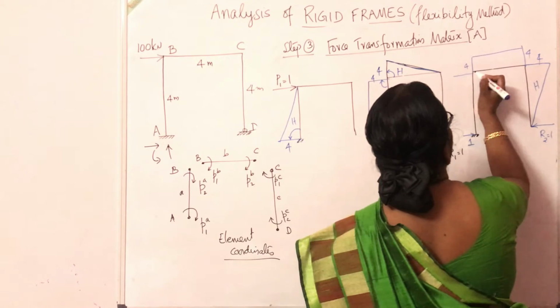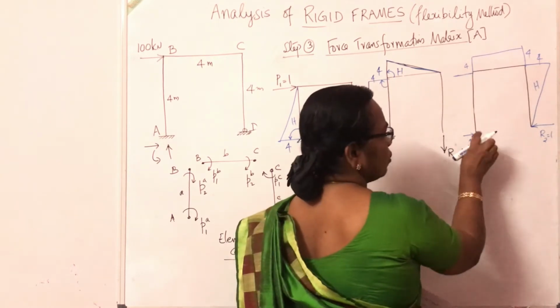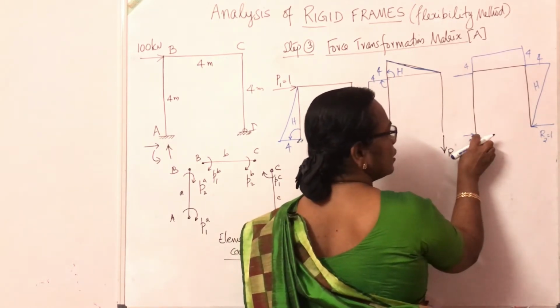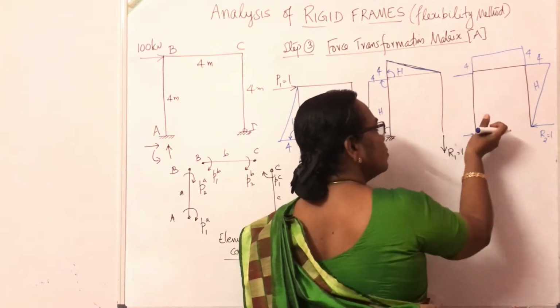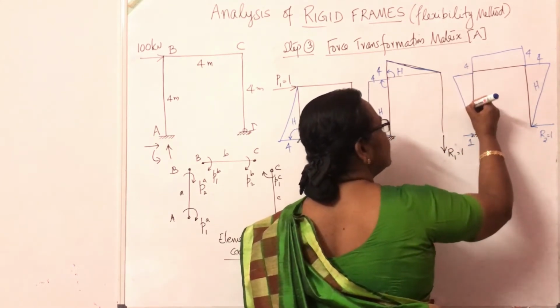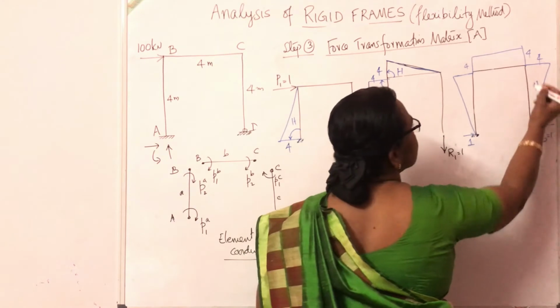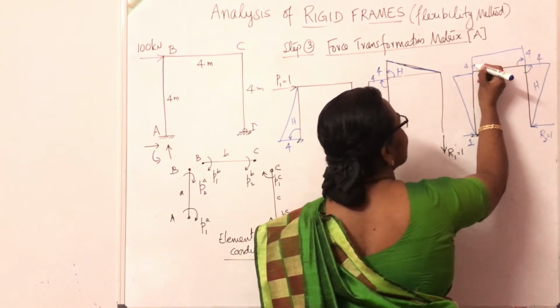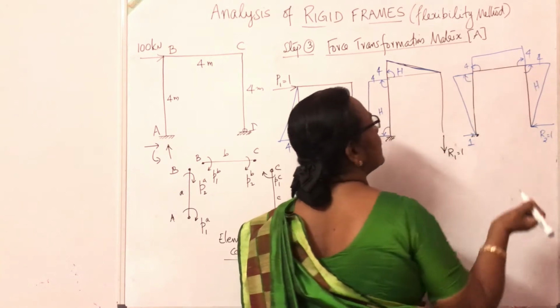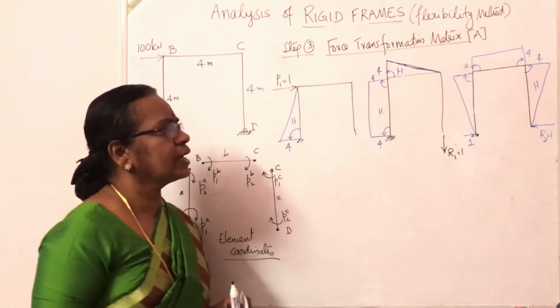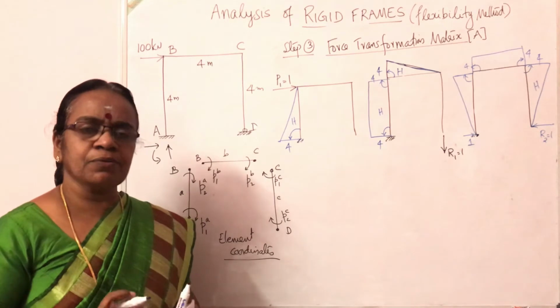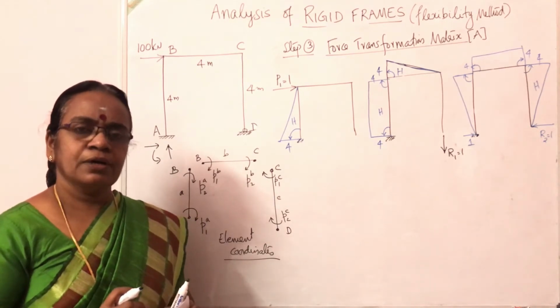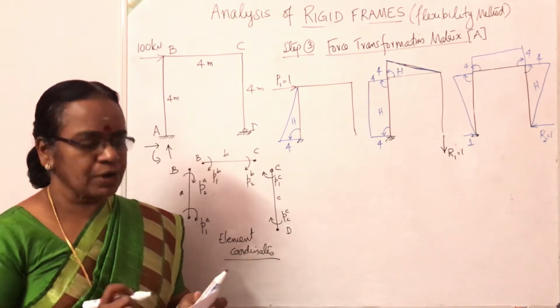Here there will be moment 4. Or consider from here onwards, the moment is 0, 1 into, for this it will produce an outward moment or hogging moment 1 into 4. So anti-clockwise, clockwise, anti-clockwise, clockwise. So these are the bending moment diagrams corresponding to P1 equals 1, R1 equals 1, R2 equals 1. Apply one at a time.